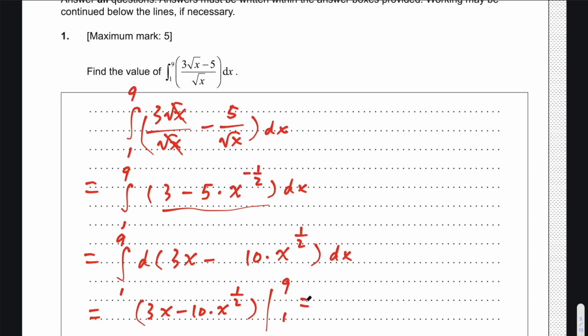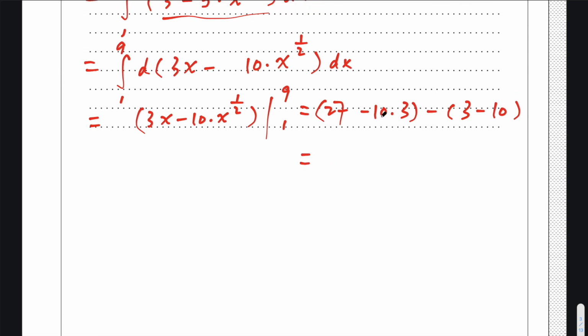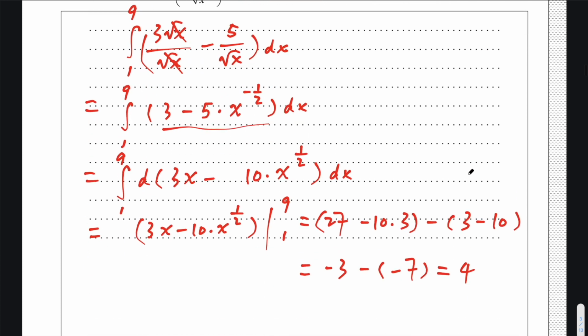From 1 to 9, we just plug in x equals 1 and 9, and then find the difference. First, when x equals 9, we get 3 times 9, that's 27, minus 10 times 9 to the power of 1/2, which is 3. Then minus, when x equals 1, that's 3 minus 10 times 1. So we have 27 minus 30, that's negative 3, minus negative 7. So the answer should be 4. That's how we do this one.